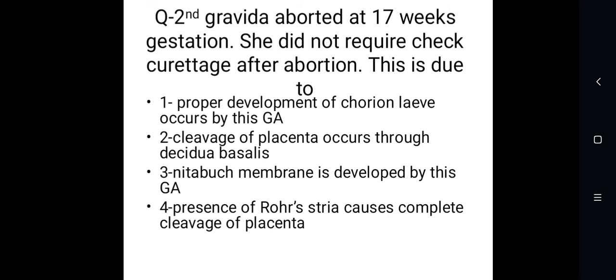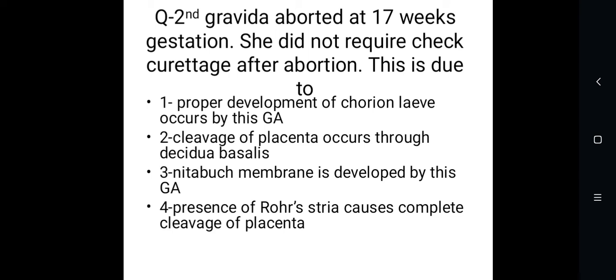Second gravida aborted at 17 weeks gestation. She did not require check curettage after abortion. This is due to what I told you in my previous 2 videos about the Nitabuch membrane. This question is related to that only. Now see the options one by one. Proper development of chorion laeve occurs by this gestational age. There is no relation of chorion laeve with the need of check curettage.